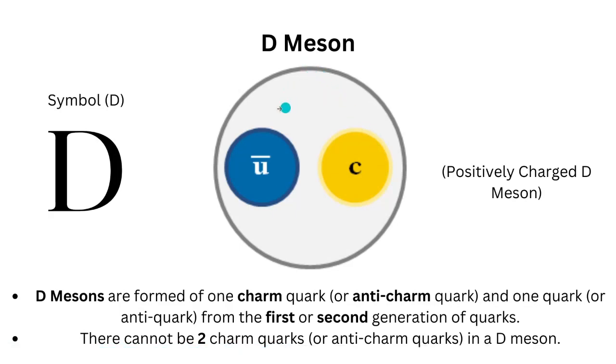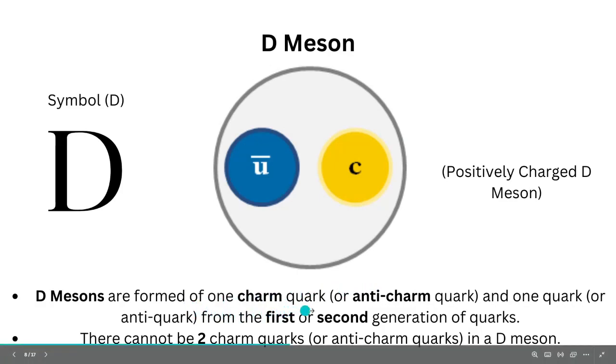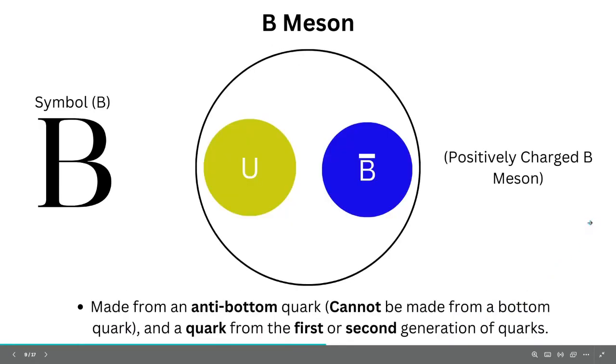D meson. Symbol is D. There's a positively charged D meson. D mesons are formed of one charm quark, or anti-charm quark, and one quark, or anti-quark, from the first or second generation of quarks. There cannot be 2 charm quarks or anti-charm quarks in a D meson.